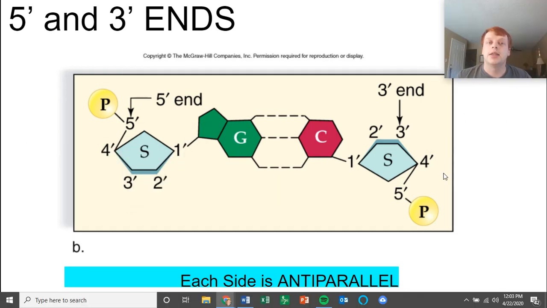So again, each side is anti-parallel. One side has the 5 end at the top, 3 at the bottom, and then the opposite for the other, with the 3 end at the top and the 5 at the bottom.